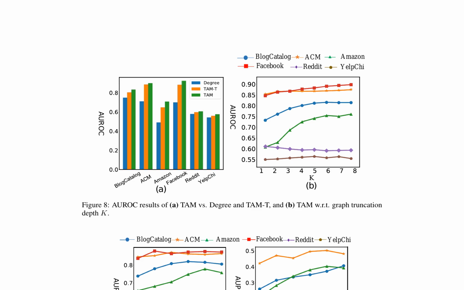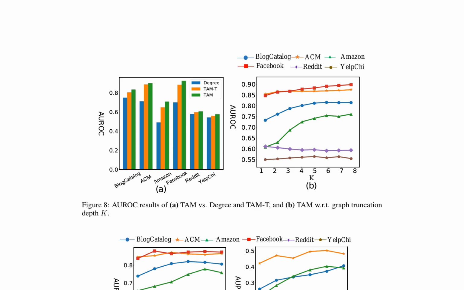Figure 8 illustrates these results, showcasing TAM's superior performance in identifying anomalies across various datasets. Furthermore, Figure 9 highlights the AUROC and AUPRC of TAM when utilizing single truncation scale-based anomaly scores, demonstrating consistent outperformance or equivalence to TAMS across 6 datasets.